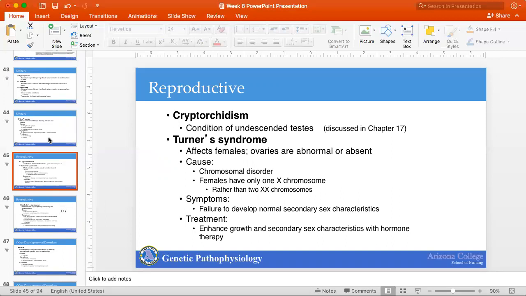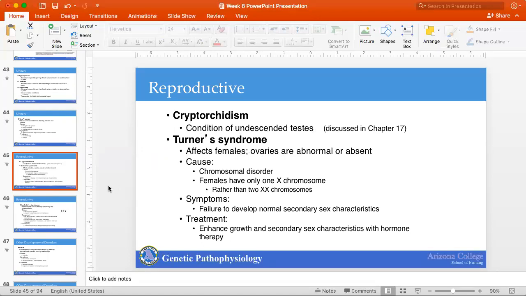Looking at reproductive, you have cryptorchism, which is a condition of undescended testes. This can be one or both of them undescended. Turner syndrome, this affects females. Ovaries are abnormal or absent. Cause is a chromosomal disorder. Females have only one X chromosome in this disorder rather than the normal two X chromosomes.